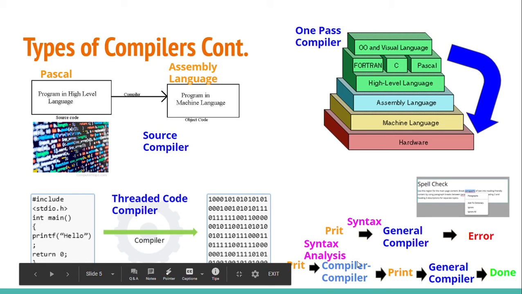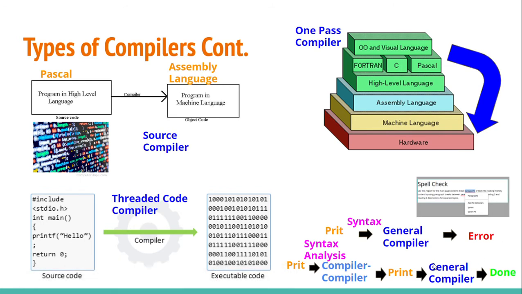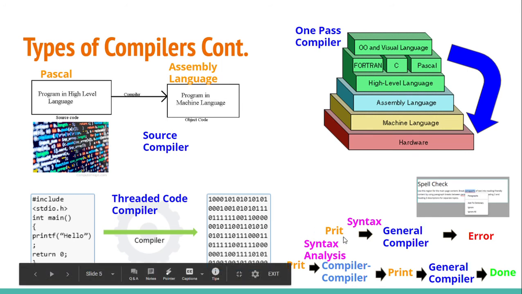The action of the compiler reading the code literally is called syntax. So the job of a compiler is syntax analysis. So the compiler, as you can see, would take the print, and then the compiler would come into action and would change it into print, and then the general compiler would complete the task and use print, and there would be no error. And syntax analysis would come into play with compiler.